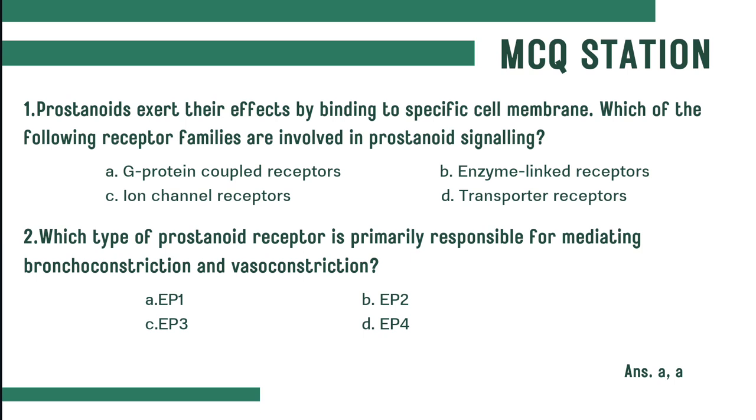Okay, here are some MCQs related to our understanding of the topic. So let's see. Prostanoids exert their effects by binding to specific cell membrane. Which of the following receptor families are involved in prostanoid signaling? The answer is A. G protein coupled receptors. Which type of prostanoid receptor is primarily responsible for mediating bronchoconstriction and vasoconstriction? The answer is A. EP1.